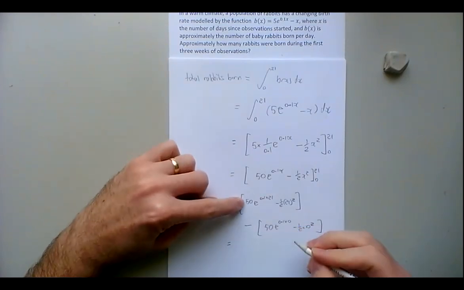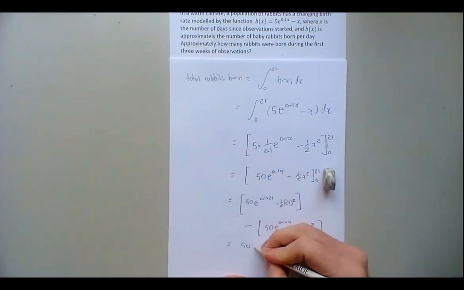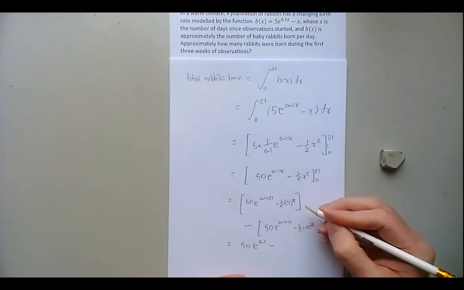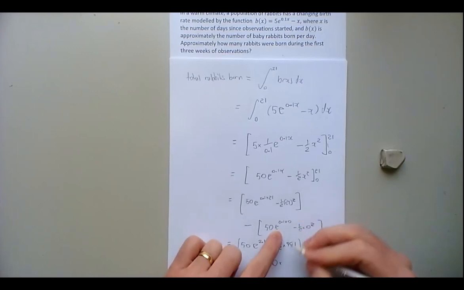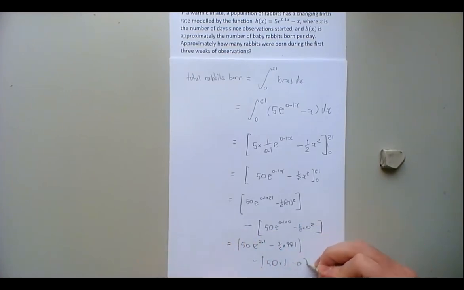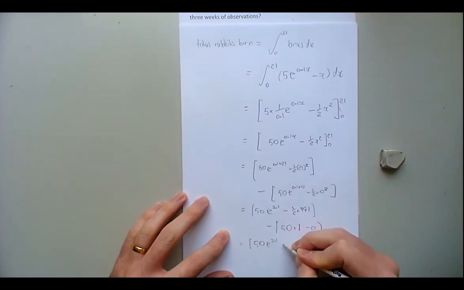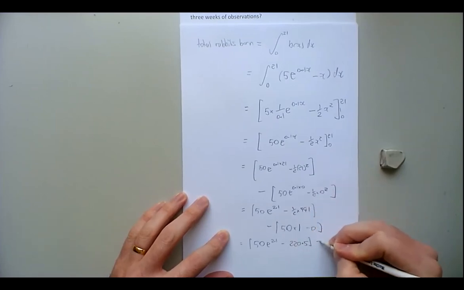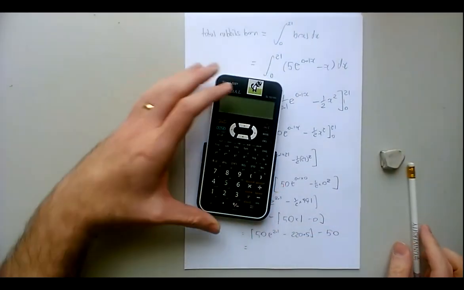Okay, so 50e to the 2.1 minus a half of 441 minus 50 times, now e to the 0 is 1, and that's 0. Okay, 50e to the 2.1 minus 220.5 minus 50. Okay, I reckon it's time to get a calculator to help me figure that out.